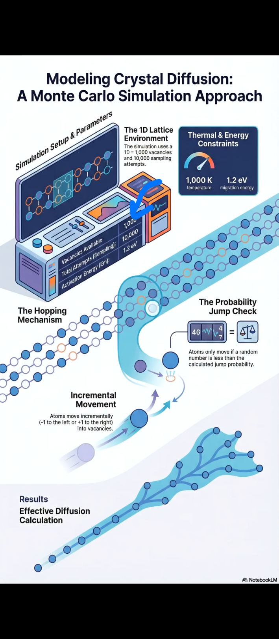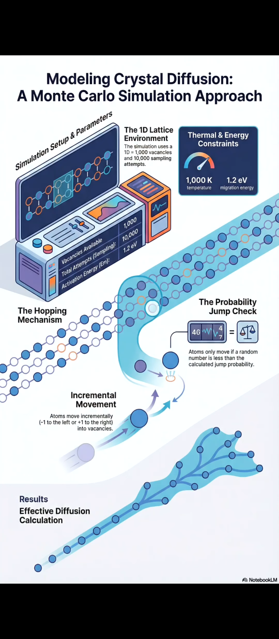Got it. And to get that data, they run it for 10,000 attempts, or time steps. Yeah, 10,000 steps gives the algorithm plenty of chances to roll the dice and see what happens. Speaking of rolling the dice, let's turn the engine on. The environment for this simulation is set to 1,000 Kelvin.